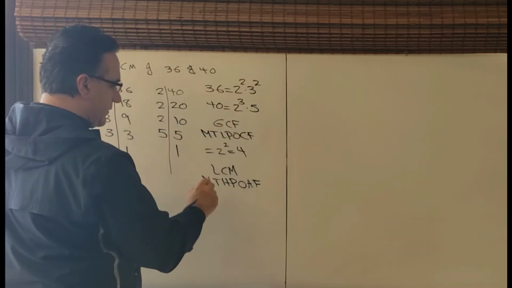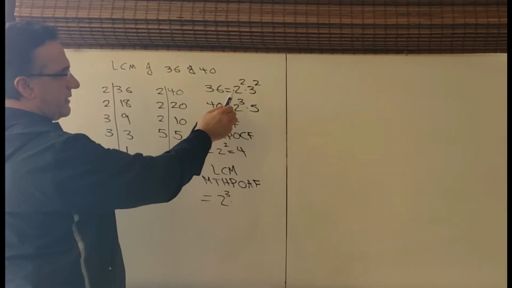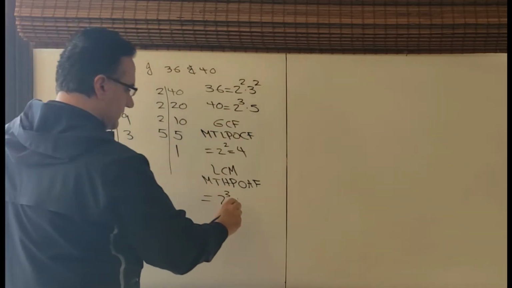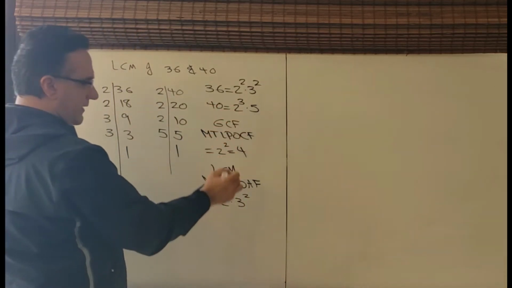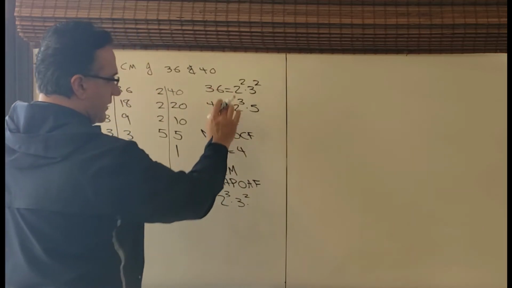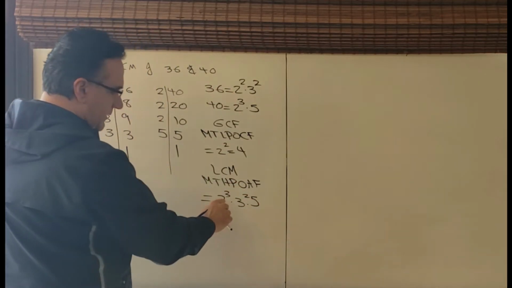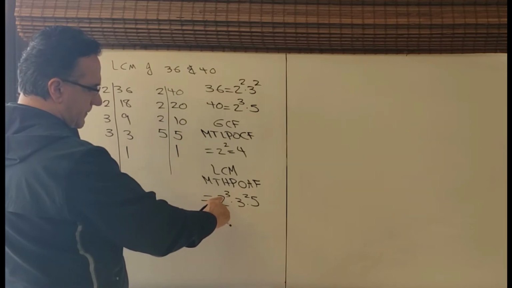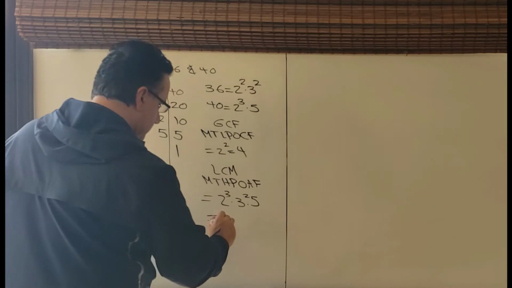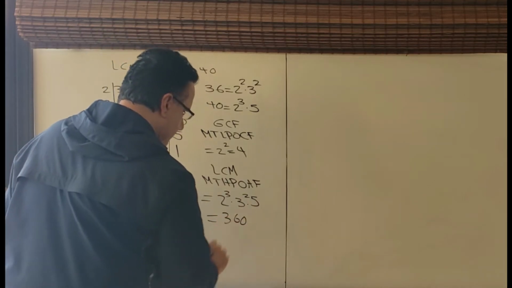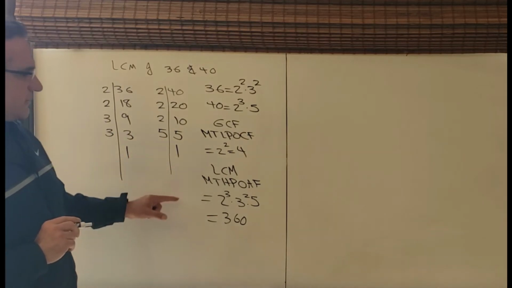So the highest power of 2 that we see is 2 cubed. And the highest power of 3 that we see is 3 squared. And the highest power of 5 that we see, once we have done the prime factorization of both, is 5. So here we get 8 times 5, which is 40, times 9, which is 360. A similar LCM as we had before. So that's the process involved.